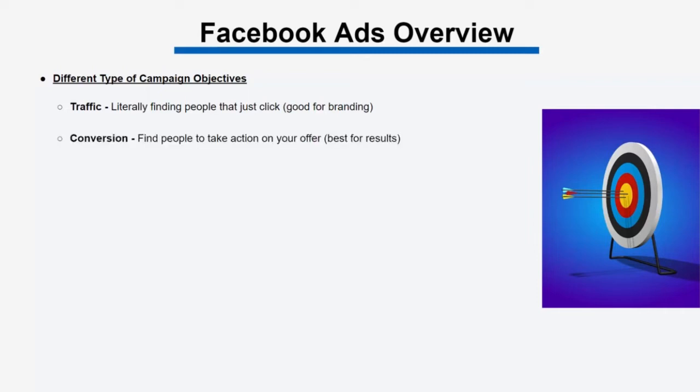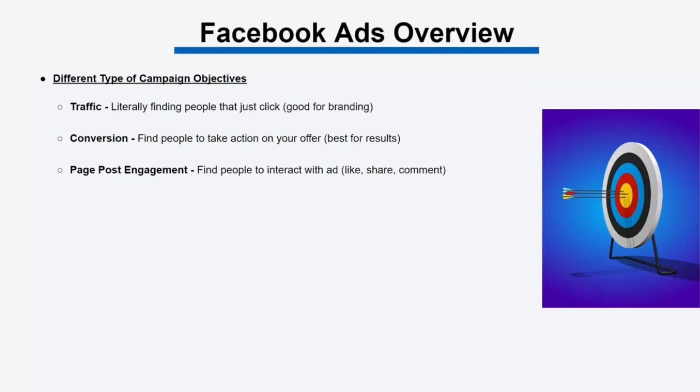And then we have the conversion. This is where we're finding people that are most likely to convert into a lead or an actual sale. And the great thing about this is that Facebook goes out and finds those people, the people that are most likely to actually convert into a sale or a lead.